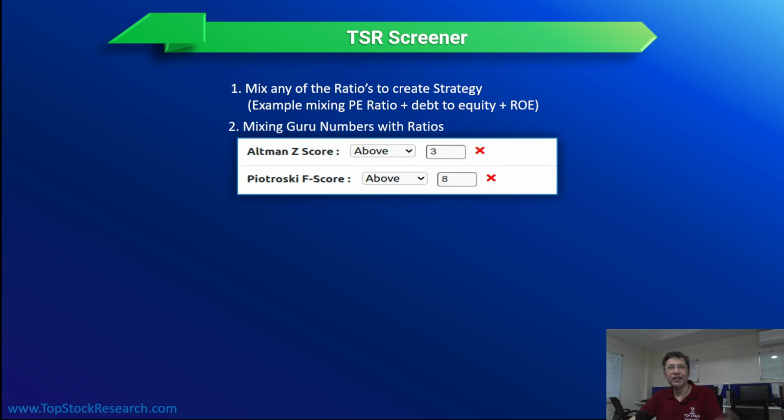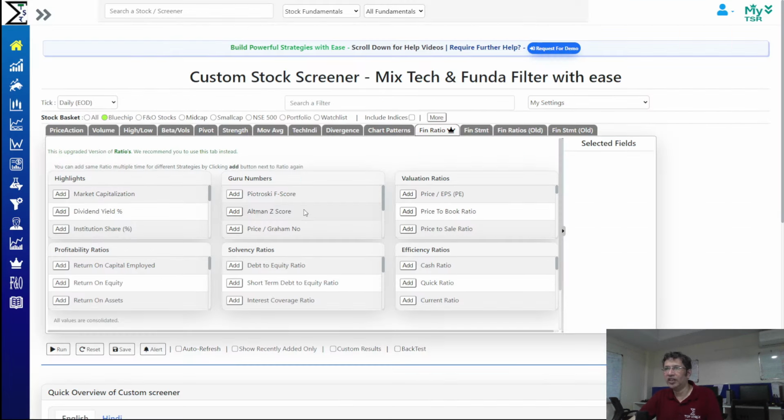The second one is mixing two guru numbers. As we have seen, certain numbers are created by industry experts, and they were kind enough to share that with the rest of the world. One of them is the Piotroski score, second is the Altman score. What the Piotroski score tells you is about investment grade stocks, and Altman tells you about stability. So let's look at some of the stocks which meet these two conditions.